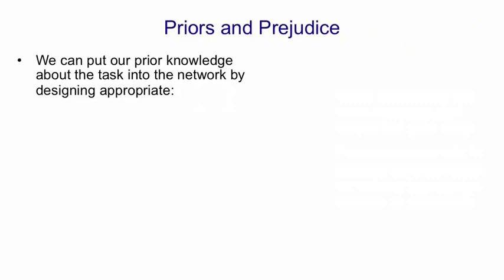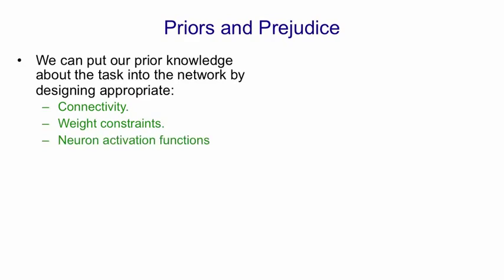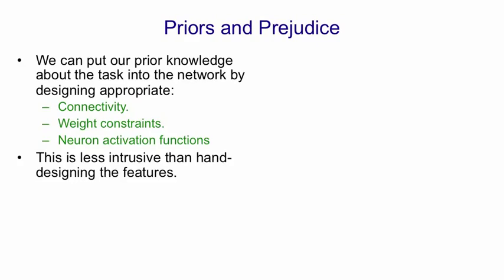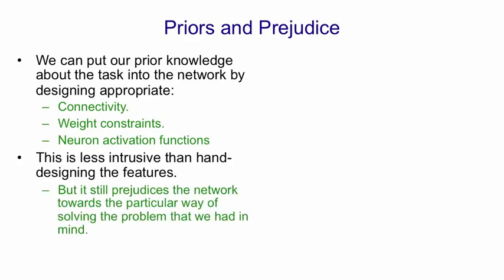I now want to go to a very general point about how to inject prior knowledge in machine learning, and it applies particularly to neural networks. We can put in prior knowledge, as is done in Net 5, by the design of the network. We can have local connectivity, we can have weight constraints, or we can choose neural activities that are particularly appropriate for the task we're doing. This is much less intrusive than trying to hand engineer the features, but it still prejudices the network towards a particular way of solving the problem that we had in mind. We have an idea about how to do object recognition by gradually making bigger and bigger features and by replicating these features across space, and we force the network to do it that way.